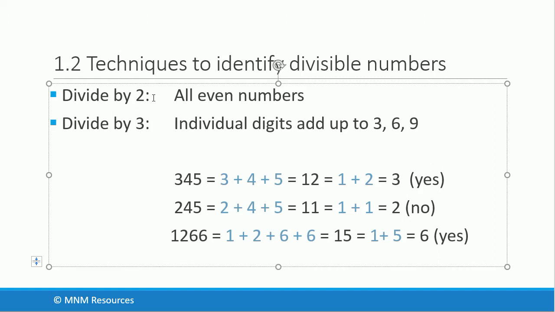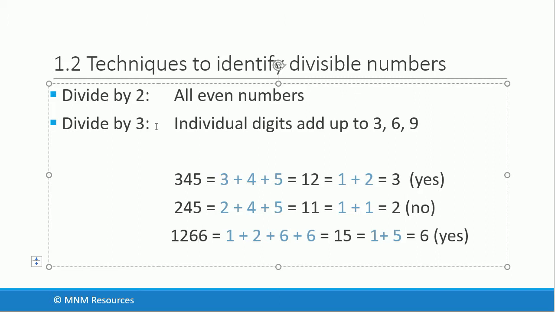You may already know that all even numbers are divisible by 2. So if you are asked the question, is this number divisible by 2? If you look at 1266, it ends with an even number, so you know that it is easily divisible by 2. If it ends with an odd number, you know that it won't be able to be divided by 2. That's the easier bit, I think.